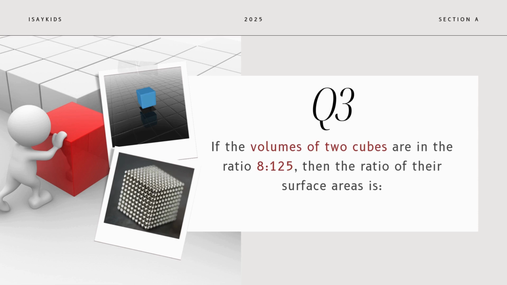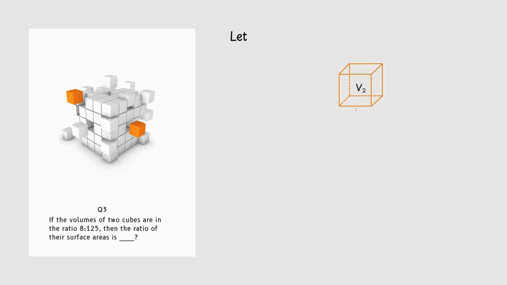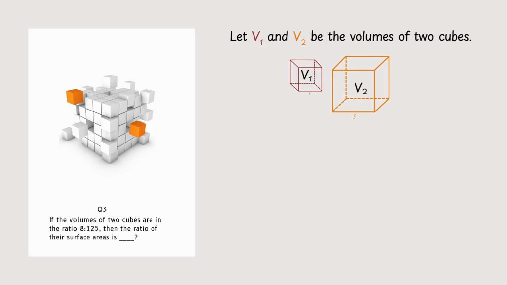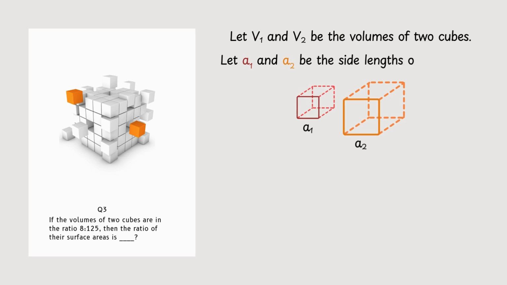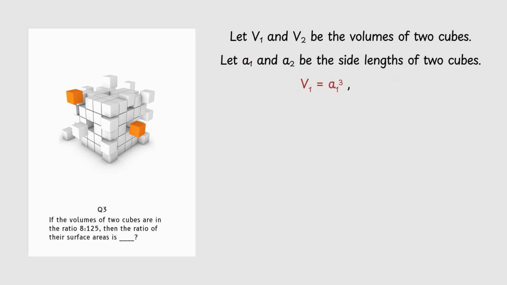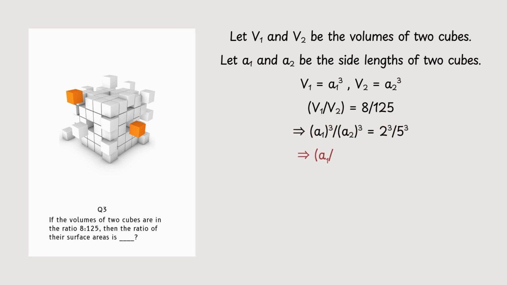If the volumes of two cubes are in the ratio of 8 is to 125, then the ratio of their surface areas is which of these options? Let V1 and V2 be the volumes of two cubes. Let A1 and A2 be the side lengths of the two cubes. V1 would be equal to A1 cube and V2 would be equal to A2 cube. And we are given that V1 upon V2 is 8 upon 125, which means A1 cube upon A2 cube is 2 cube upon 5 cube, or we can say A1 upon A2 whole cube is equal to 2 by 5 whole cube, which gives us the ratio of A1 and A2 as 2 is to 5.